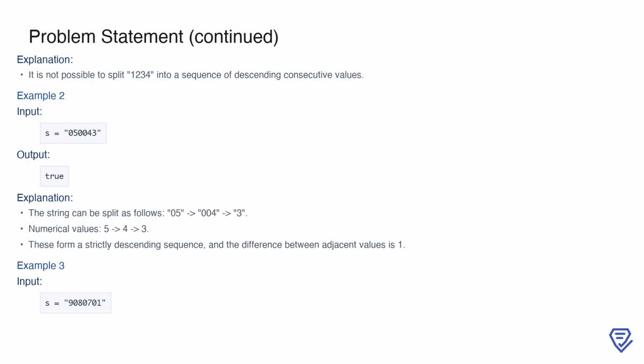On the other hand, for the input S equals 9080701, the output is false. This is because there is no valid way to split the string into substrings that meet the given conditions.